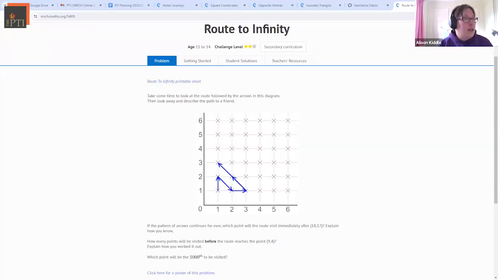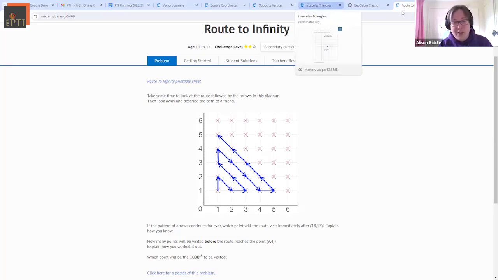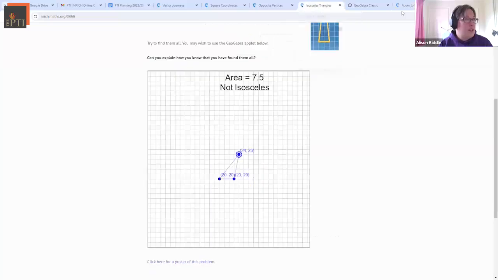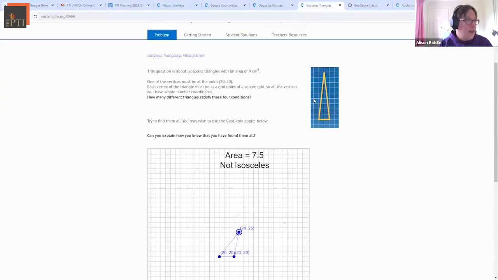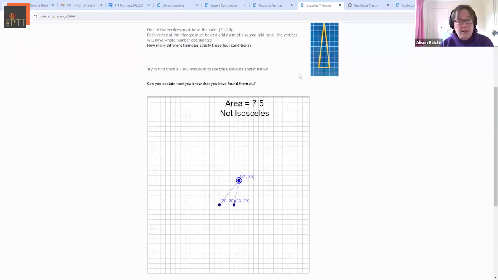I'm going to show you then what the actual problem about isosceles triangles looks like on NRICH, because we've just used the idea, I have a vertex at 20,20 and I'm drawing an isosceles triangle. The problem as it appears on NRICH puts in an extra constraint and says, can you also find ones where the area is 9 square centimeters?